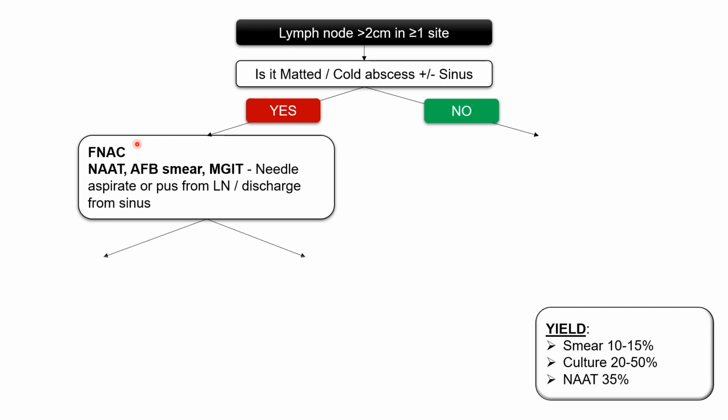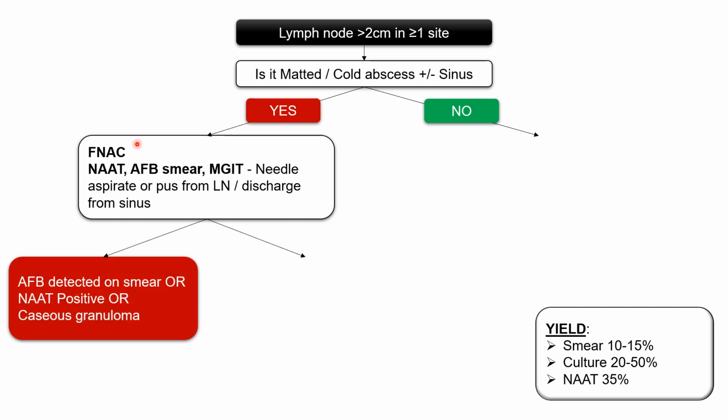Now, depending on the investigation reports, the things can be: if AFB is detected on smear, or nucleic acid amplification test is positive, or caseating granuloma is seen. That means if FNAC reveals caseating granuloma, or NAT is positive, or AFB is detected on smear, or MGIT reveals that AFB is present, then our diagnosis of tubercular lymphadenitis is confirmed. So our diagnosis of TB is confirmed, and we have to start treating it as a TB case.